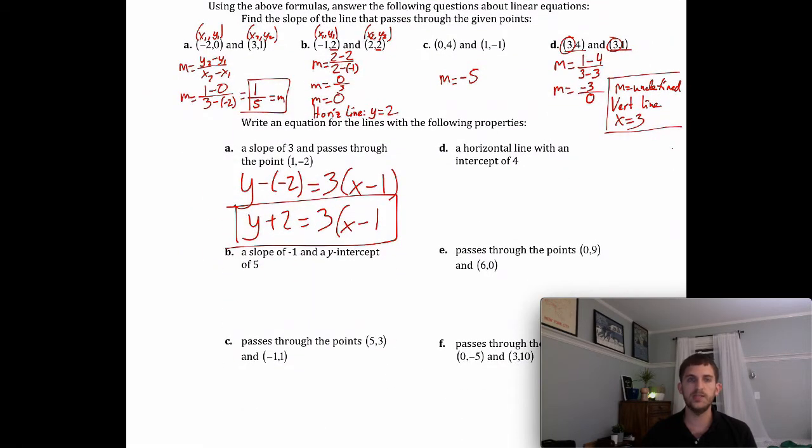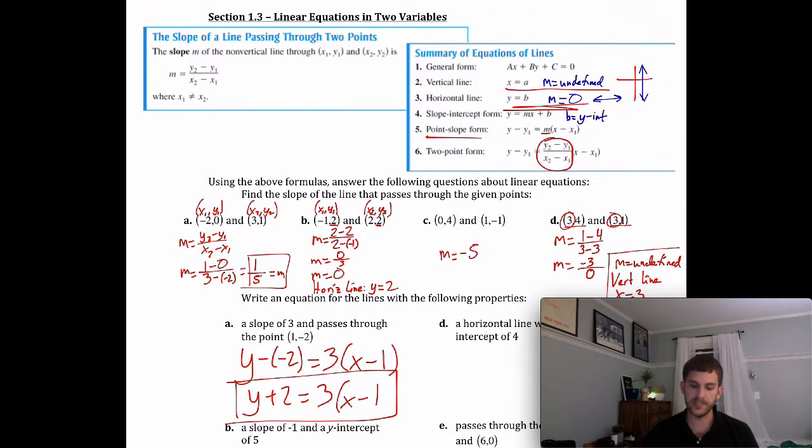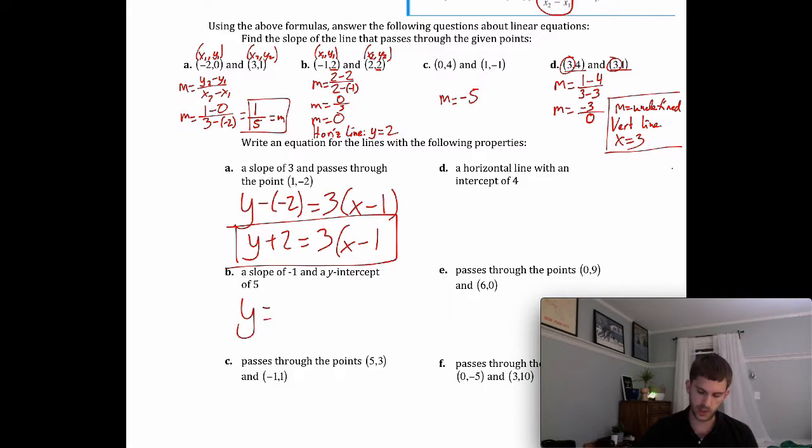Letter B, it says a slope of negative 1 and a y-intercept of 5. So we need an equation that has the slope and the intercept. If we go back up top, you'll see that there's one called slope-intercept form. So let's plug that in. We got y equals the slope, negative 1, times x plus our intercept of 5. You can clean that up a little bit: negative 1 times x, we can just express as negative x plus 5.